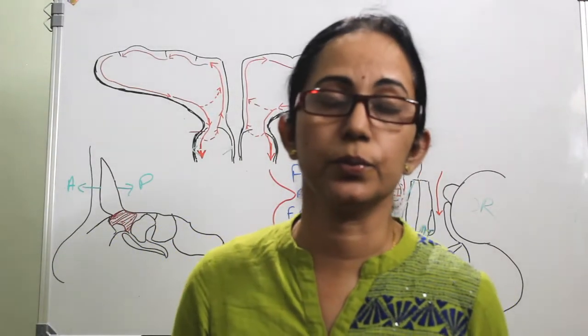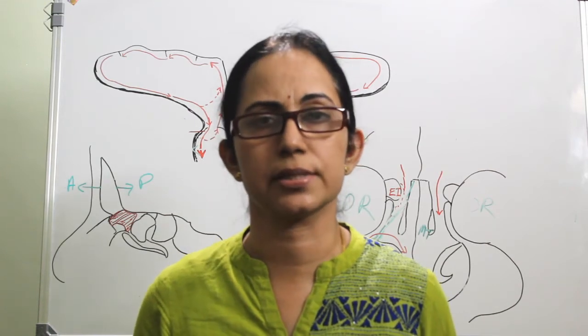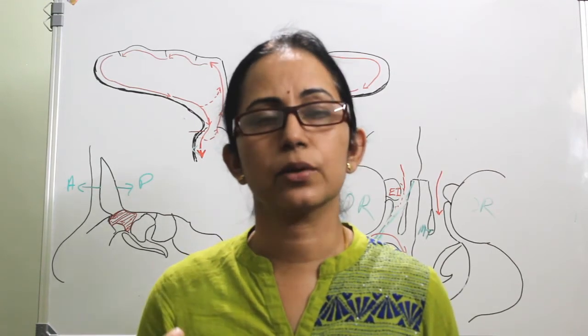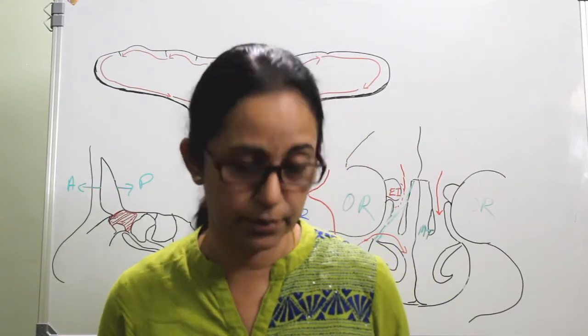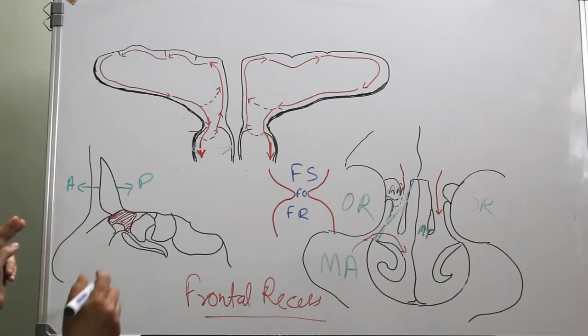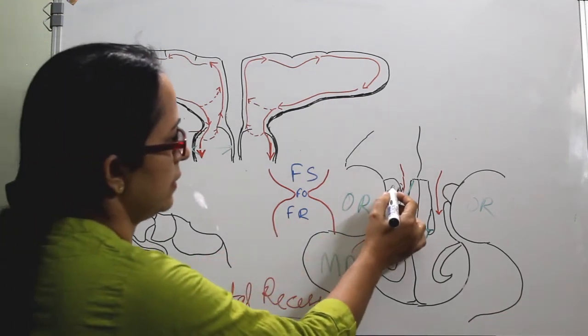And you must remember that if you want to go for frontal sinus or any endoscopic sinus surgery, axial, coronal as well as sagittal cuts of the CT scan are very important. Coming to the limits of the frontal recess. And what is this? Actually, this is the agger nasi.